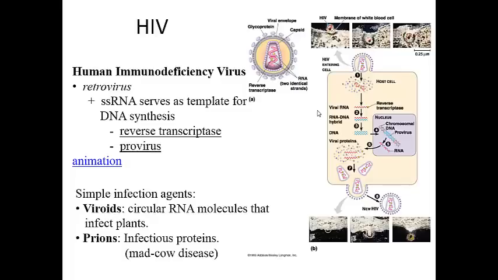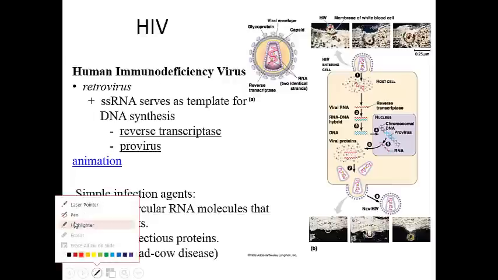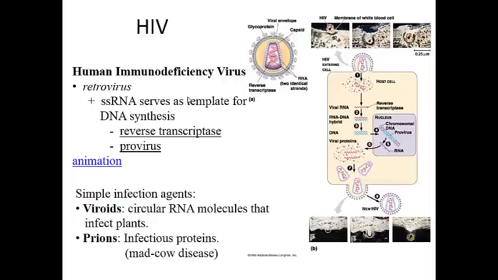Here we see the HIV virus. The HIV virus is a retrovirus. It's called a retrovirus because it has RNA as its genetic information. If you look at the virus itself, here you could see the capsid, or the protein coat. Inside the capsid, we see two strands of ssRNA, single-stranded RNA. Inside the capsid, along with the RNA, is an enzyme called reverse transcriptase.